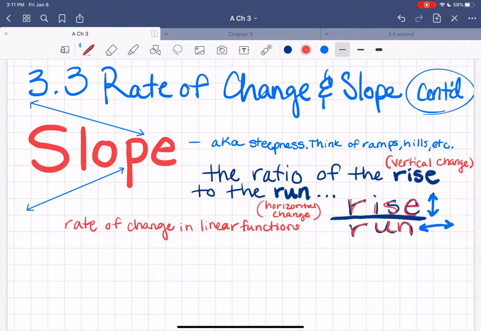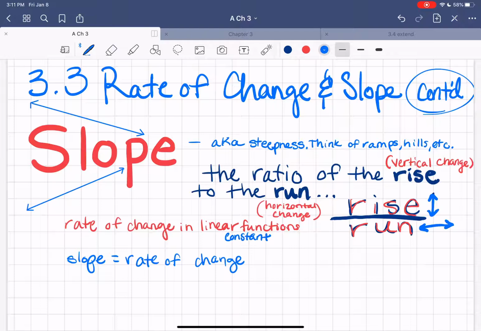The rate of change in linear functions. So slope really does equal rate of change, okay? These are the same things that we're talking about, but slope is a constant rate of change. So that's what sets it apart, and that's what allows us to do some special things with it.